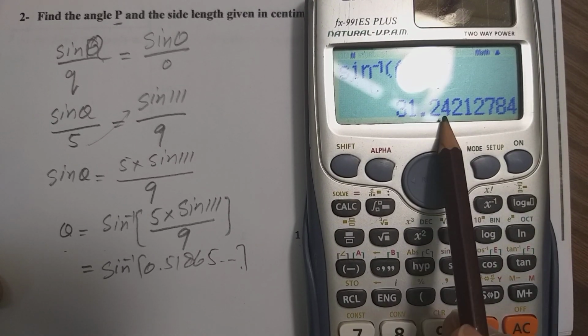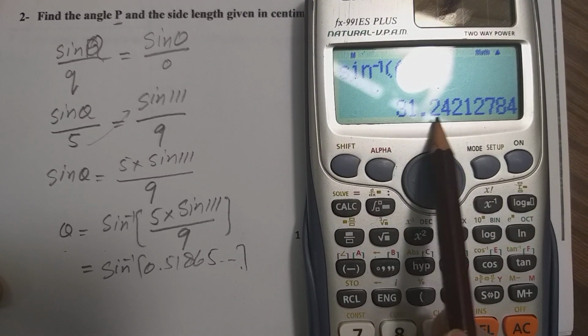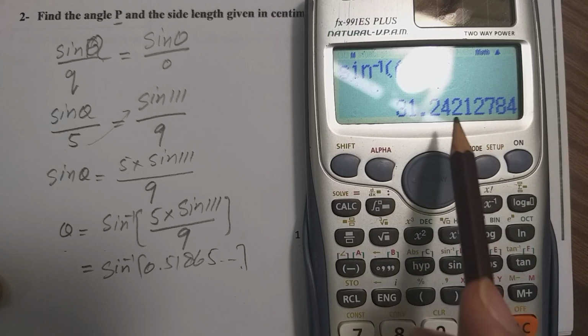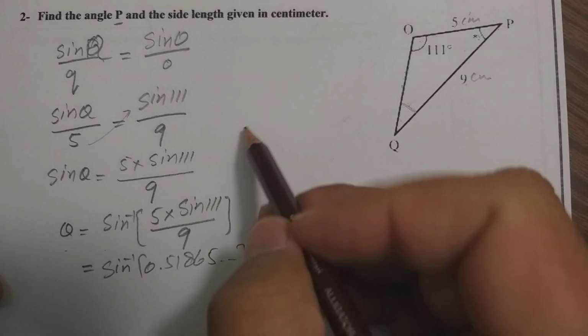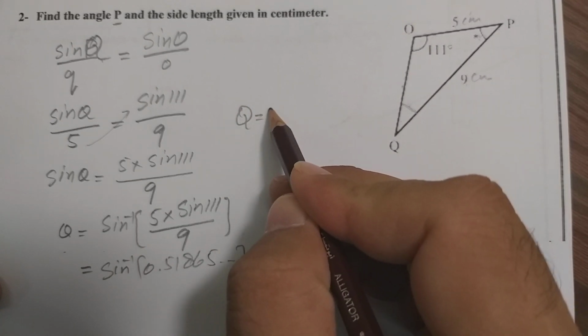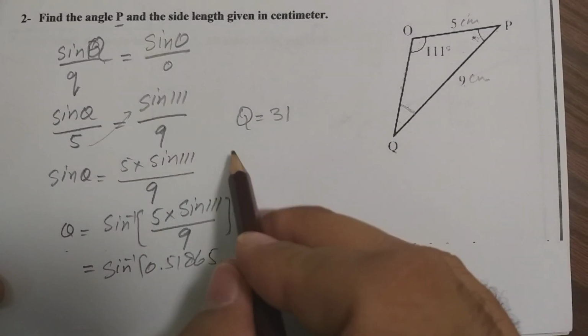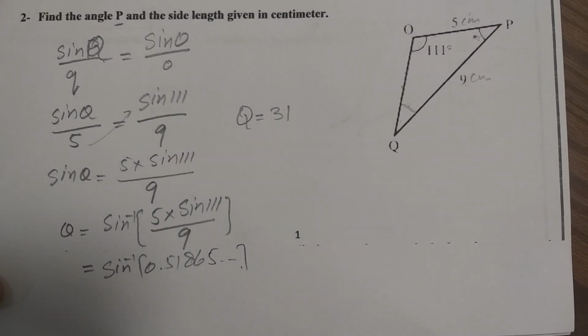After one decimal place, you can say 31 or 31.2, because the digit after that is 4, which is less than 5, so we don't increase. So angle Q equals 31, for example. Okay, so angle Q is 31.